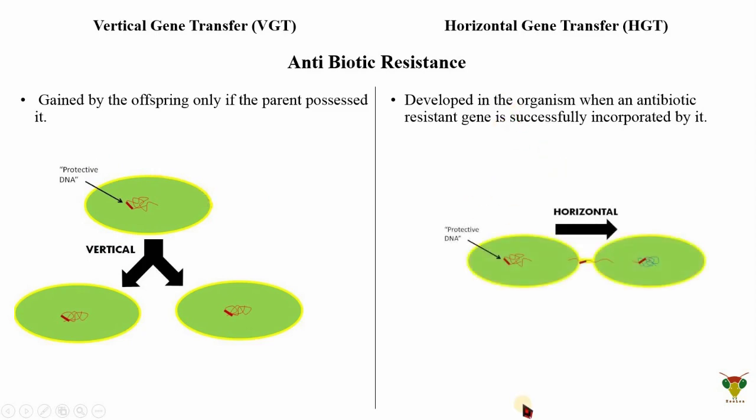While in horizontal gene transfer, it is developed in the organism when an antibiotic resistant gene is successfully incorporated by it. When we inject a protective DNA in one cell, it will transfer its genetic material to another cell. That's how horizontal gene transfer will transfer our genetic makeup to another cell, and that's how the antibiotic resistant gene will be inserted into the other cells.